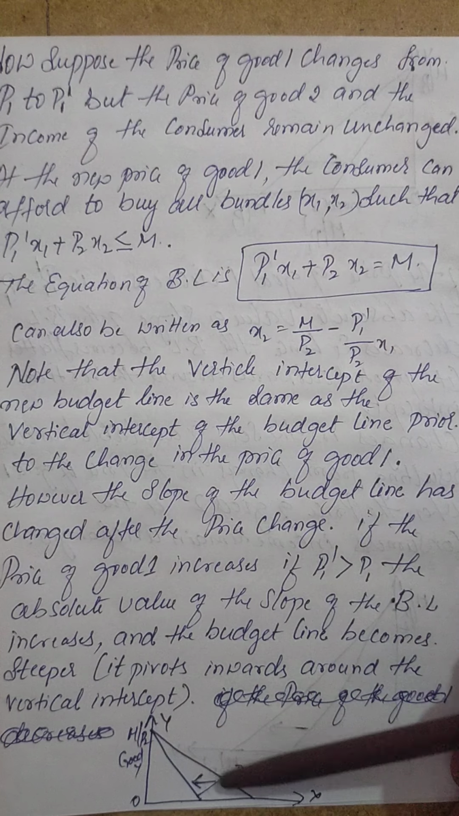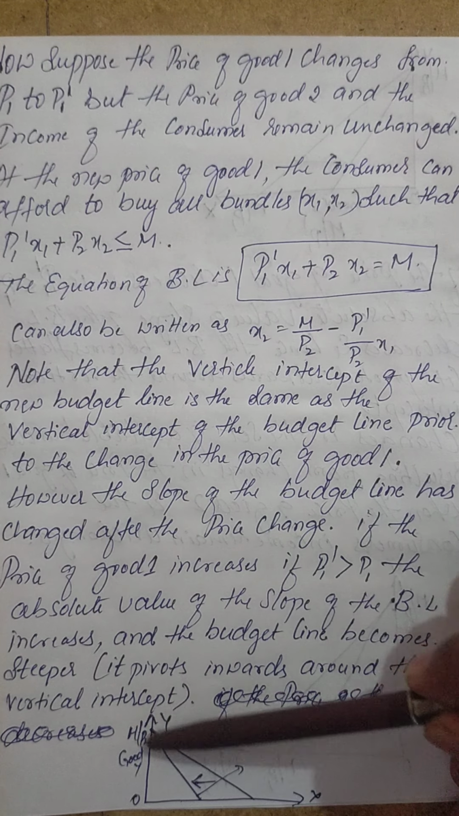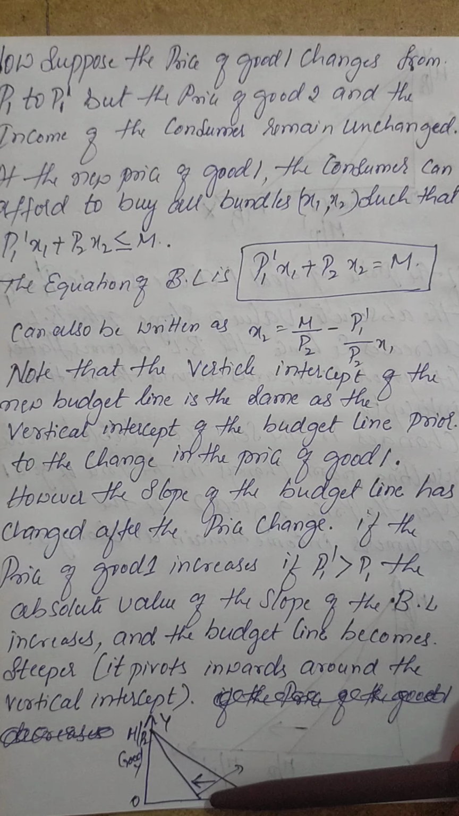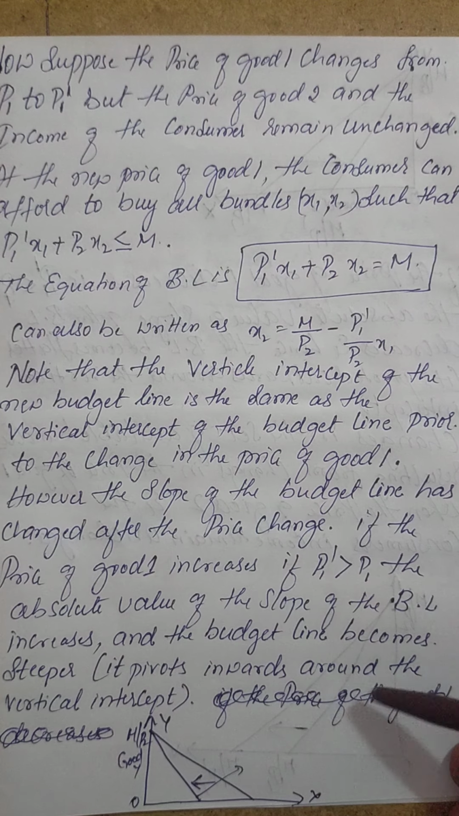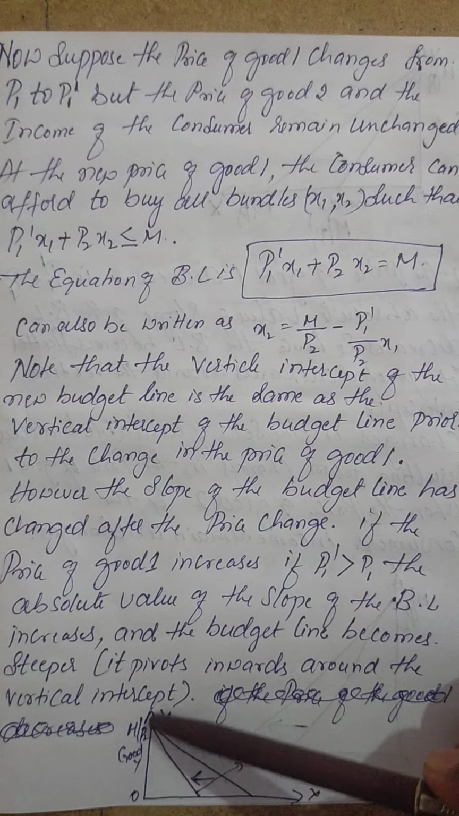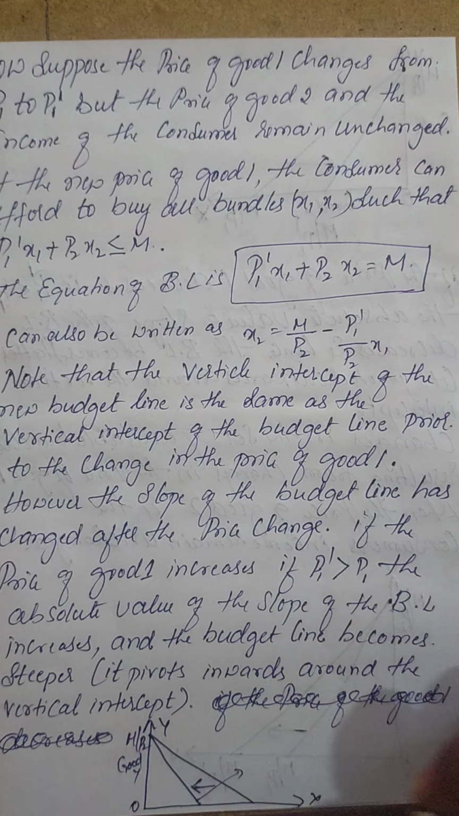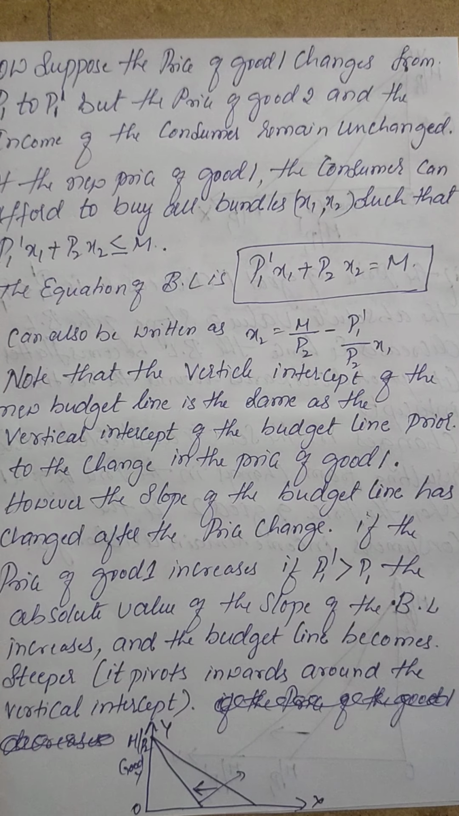This is the original price, and this is the change in price. The small budget line is the change in price. So it pivots inwards around the vertical intercept. This is the vertical intercept, and it is moving inwards to that vertical intercept. So this is about the change in price of the first good.